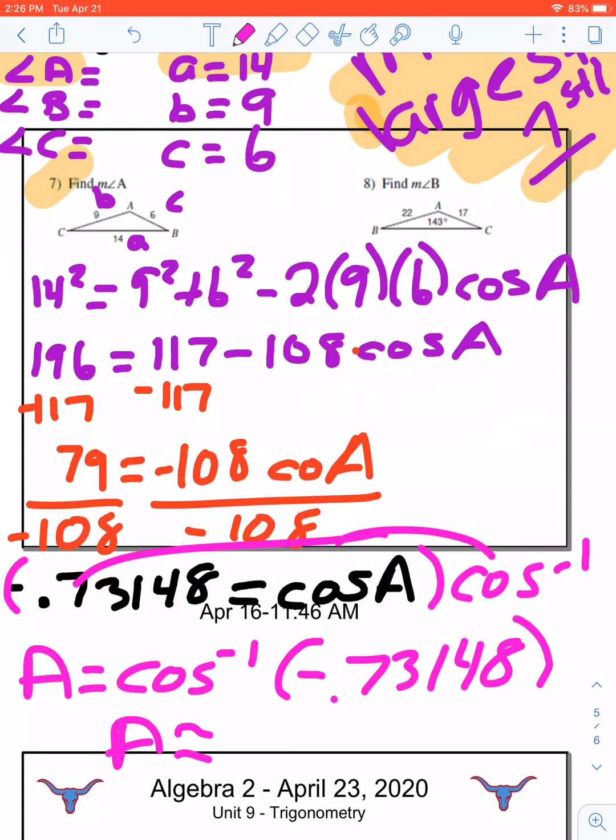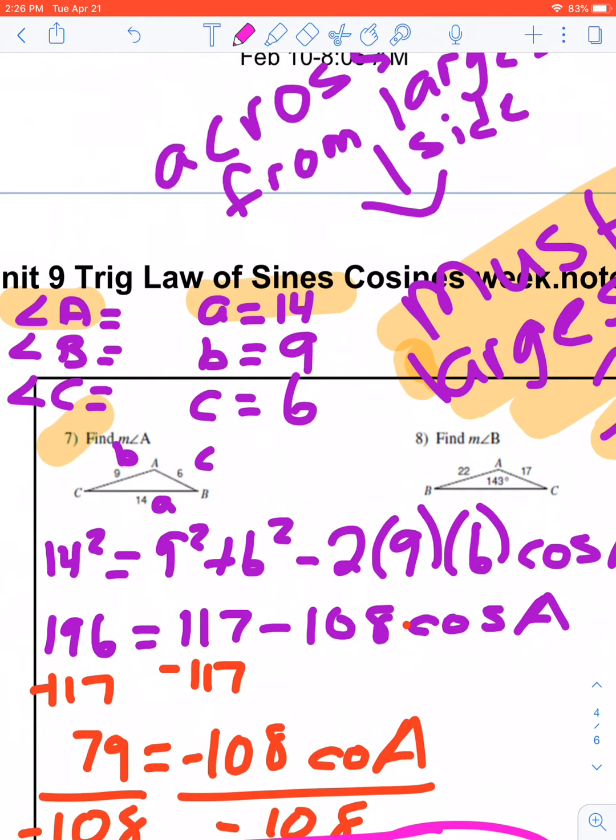So we're going to do the cosine inverse. Reminder, make sure your calculator is in degrees. If it's not in degrees and it's in radians, it's going to give you the wrong answer. We're going to talk about radians starting next week. And I get A is 137.01. We round angle measurements to the nearest whole. So my angle A is 137.